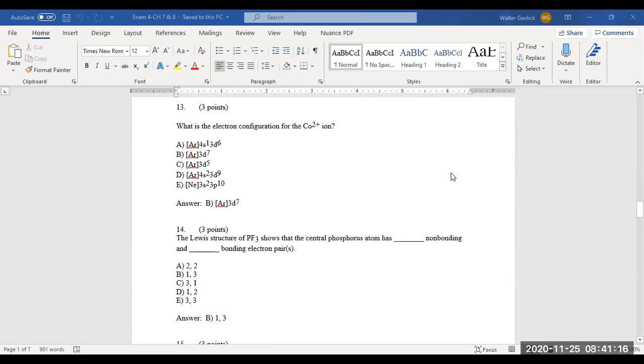Number 13, what's the electron configuration for cobalt +2? So cobalt itself would be the argon core, 4s2, 3d7. The 2 electrons that we lose, because the +2 means we've lost 2 electrons, they come out of that 4s orbital, leaving us with argon core and 3d7.